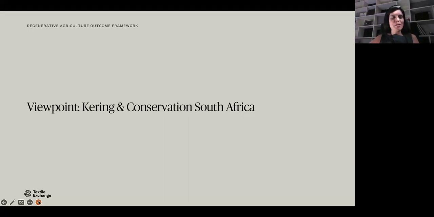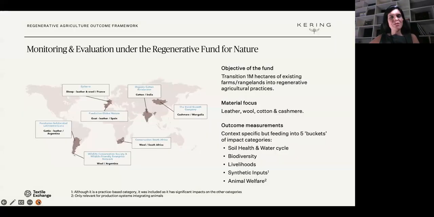So maybe if you can just move on to the next slide, I'll be really brief. I'll just give a very quick introduction from Kirin's perspective on how we've approached impact monitoring for regenerative agriculture projects so far as part of the Regenerative Fund for Nature, and then the opportunities, of course, offered by this outcome framework that we're talking about today. And then I'll quickly hand over to Alice Barlow-Zambodla from Conservation South Africa, and thank you, Alice, for being here, who speaks a concrete example of what this can look like for one of the projects that we're supporting as part of the Regenerative Fund for Nature.